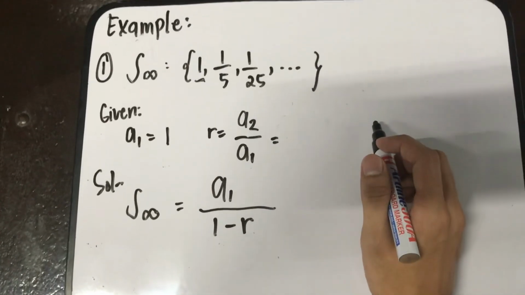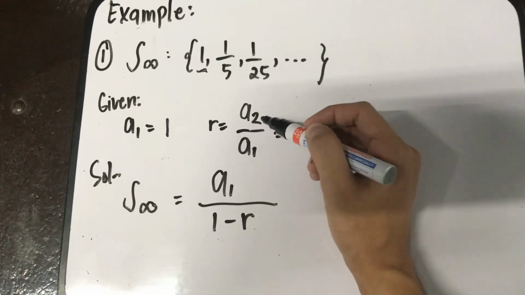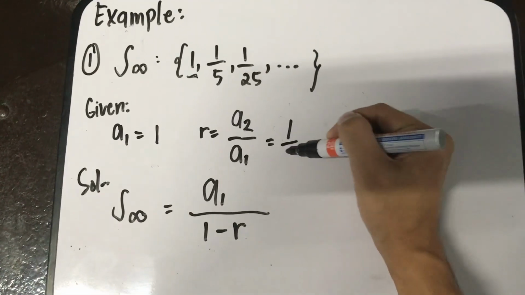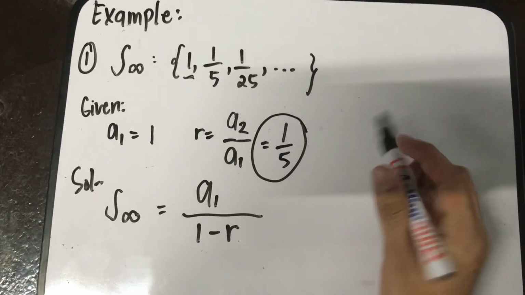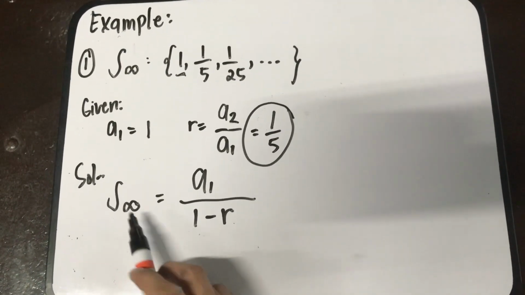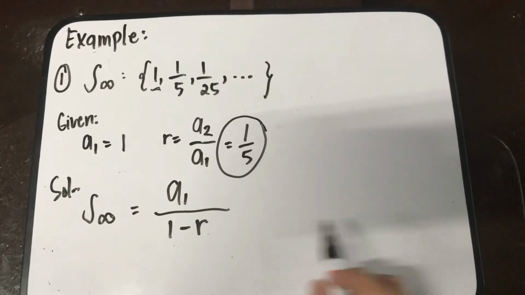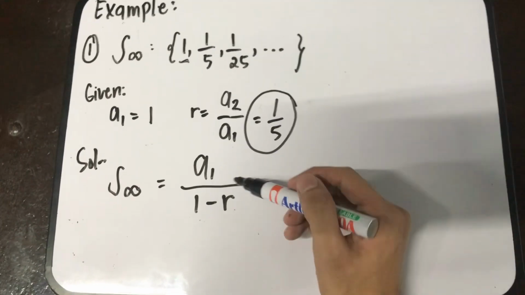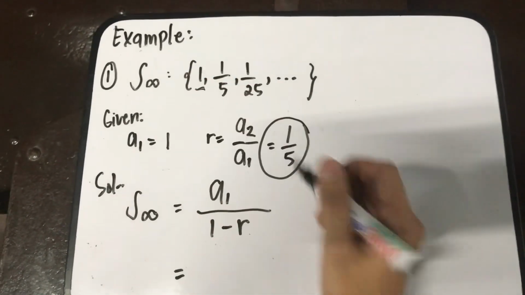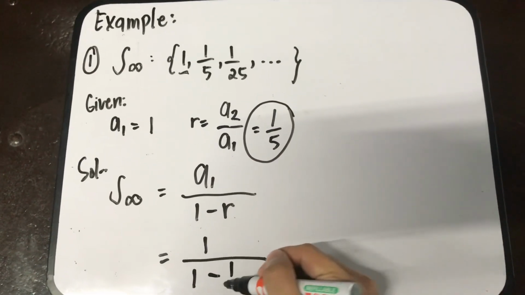Okay? How about the common ratio? Okay, if we're going to recall the formula in finding the common ratio, the second term divided by first term, or 1/5 divided by 1, that is 1/5. Diba? Any number that we divide by 1, that is the number. So, let's have our solution using the formula for infinite geometric series. S sub infinity is equal to a sub 1 over 1 minus r. Okay, our a sub 1, that is the first term, that is 1. And we have 1 minus the common ratio of 1/5.